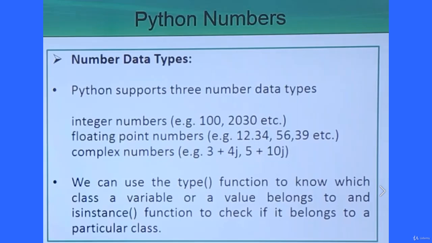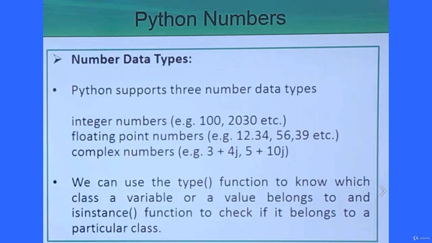Python numbers. We have different types of numbers that we can represent in Python, and we shall be discussing them. Number data types: Python supports three number data types. The first one is the integer, for example 100 or 2030. Then there are floating point numbers, and complex numbers, which are written in a particular format, like 3 plus 4j, or 5 plus 10j.